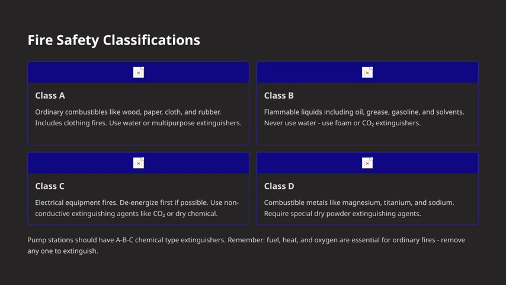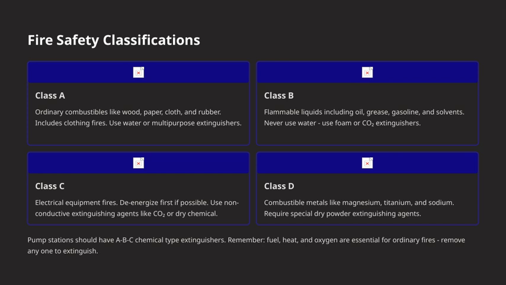Let's go over fire safety classifications, which are essential for understanding how to respond to different types of fires. Starting with Class A fires, these involve ordinary combustibles like wood, paper, cloth, and rubber. This also includes clothing fires. When dealing with Class A fires, water or multi-purpose extinguishers are effective tools to put them out.